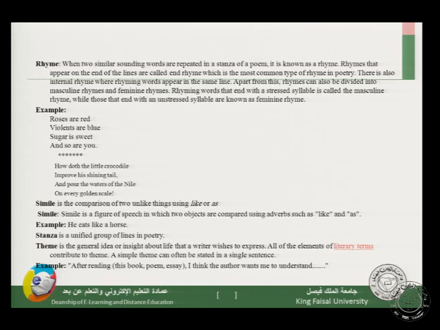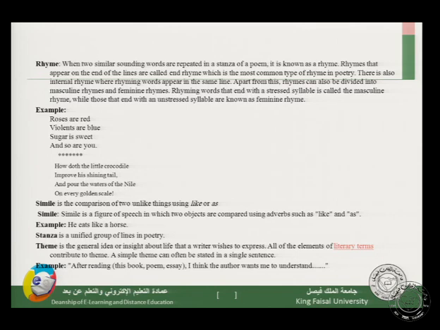Stanza is a group of lines in a poem. Okay, in a poem, like a paragraph in prose. In poetry, a group of lines, we call it a stanza. They come together as one unit. Okay, so some poems are divided into stanzas, 2, 3, 4, maybe more. Okay, it depends.